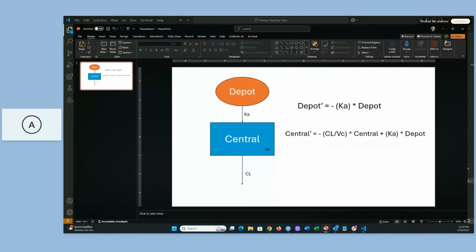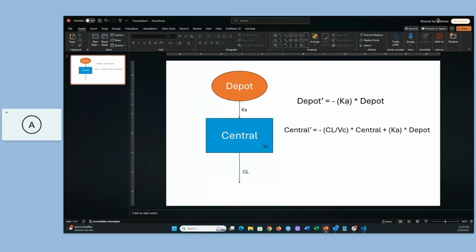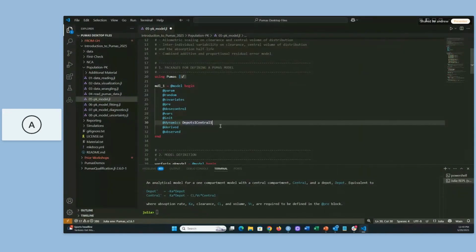But knowing, just remembering, CL, VC, KA, depot are really what we're going to want to define. So we have our differential equation. Cool. So what is the next area that we may want to start working on and filling in next?